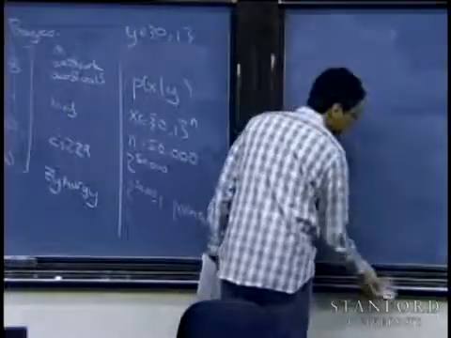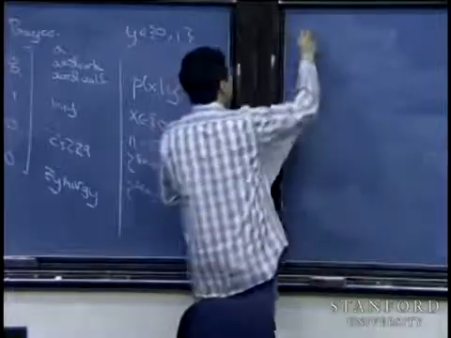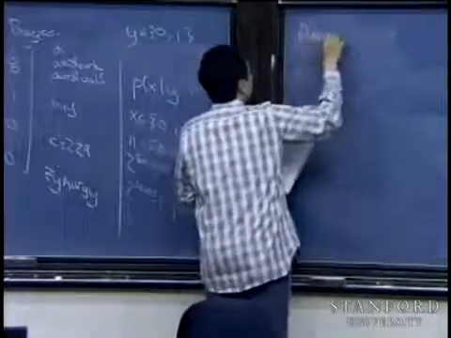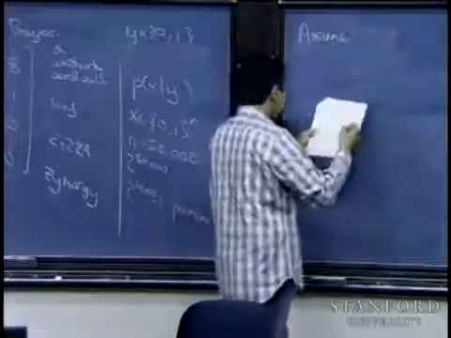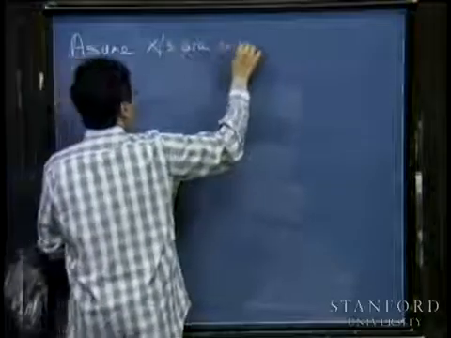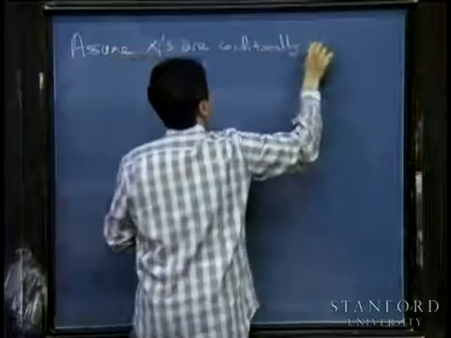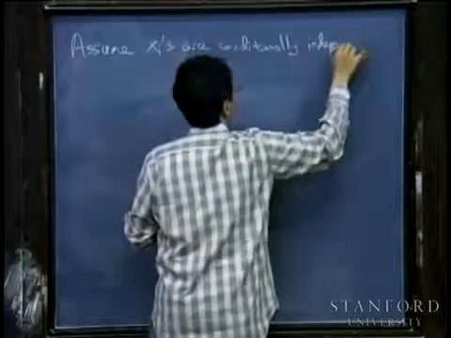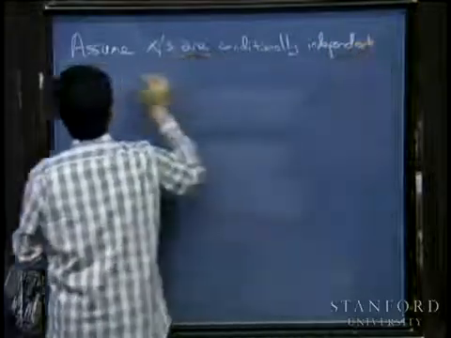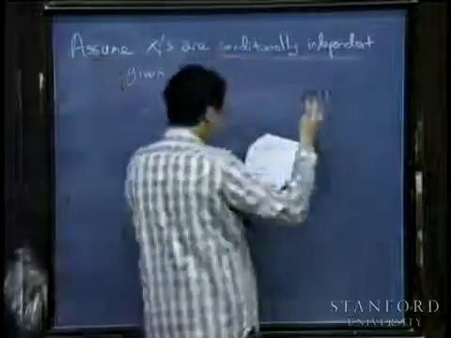I'm going to make a very strong assumption on P of x given y. In particular, let me just say what it's called, then I'll write out what it means. I'm going to assume that the xi's are conditionally independent given y. Okay, let me say what this means.